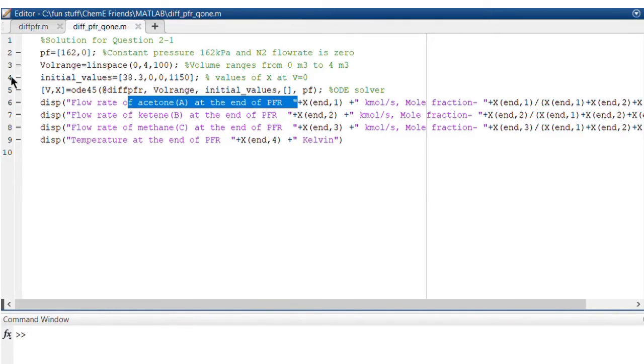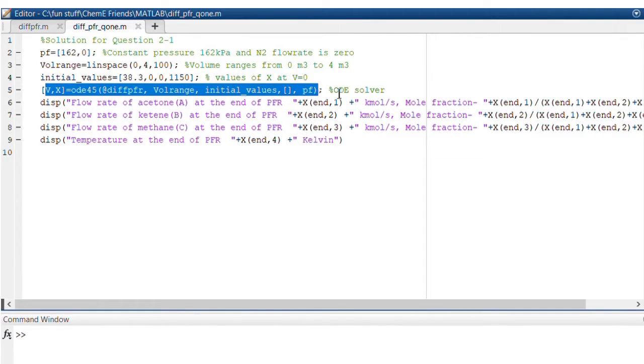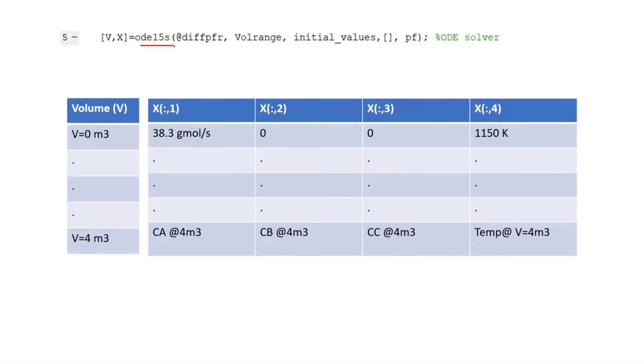So let's see the explanation of line number 5 of our code. We have this ODE function, we are calling it the differential equation file, etc. We are creating two matrices, basically V and X, where X1 is the flow rate of A, X2 is the flow rate of B, X3 is the flow rate of C, and X4 is the temperature in Kelvin.